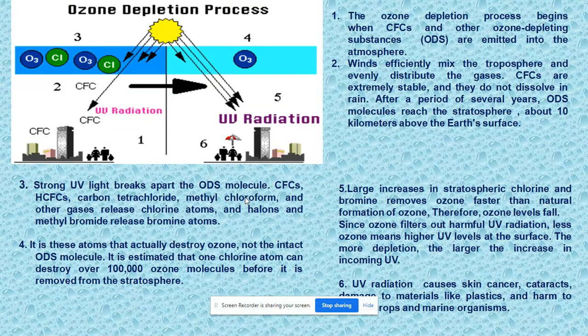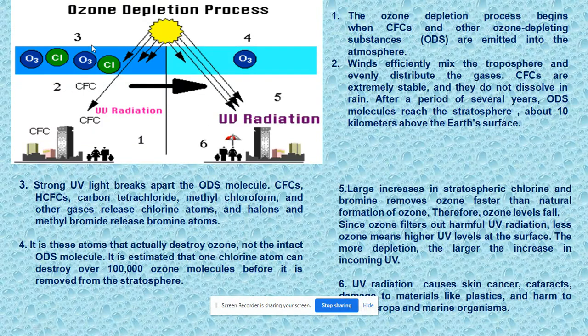A more detailed explanation of the ozone depletion process includes various steps, as shown here from steps 1 to 6. The process begins when CFCs and other ozone depleting substances are emitted into the atmosphere. Winds efficiently mix the troposphere and evenly distribute the gases. CFCs are extremely stable and they do not dissolve in rain. After a period of several years, ozone depleting substances reach the stratosphere, about 10 kilometers above the Earth's surface.